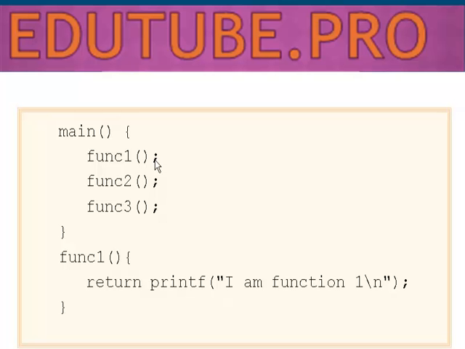Notice a call is different. Here we have main, open and close paren, no semicolon, and then an open brace. So we're defining what's in main. Here in func1, open and close parentheses, and a semicolon. So that makes this a statement. So we are calling or executing function 1.